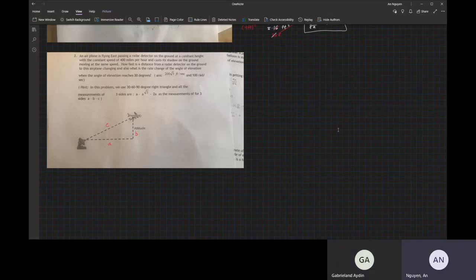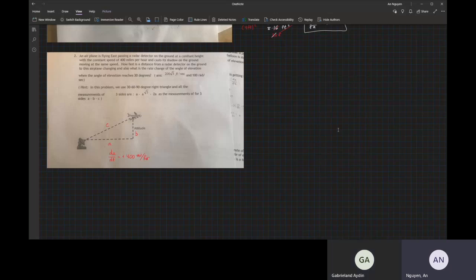The airplane is flying horizontally at 400 miles per hour, so we can see that dA over dt is going to be equal to positive 400 miles per hour, because we can see that the plane is flying away from the radar, so the distance is increasing over time. That's why we have a positive rate. B here is going to be a constant because the plane doesn't change the altitude.